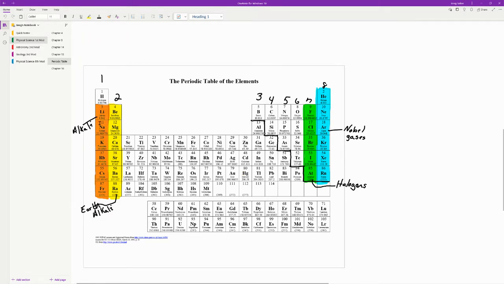Let's look at lithium over here. Lithium, 6.94. We would round that to 7. 7 minus 3 is 4. So lithium has 3 protons and 4 neutrons. You take the mass number and subtract the protons from it, and that gives us our number of neutrons. So in the case of beryllium, 9 minus 4 is 5. We would have 5 neutrons.